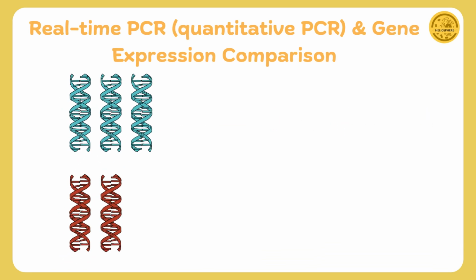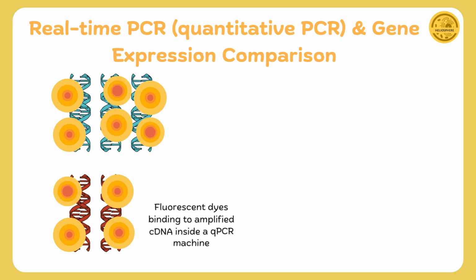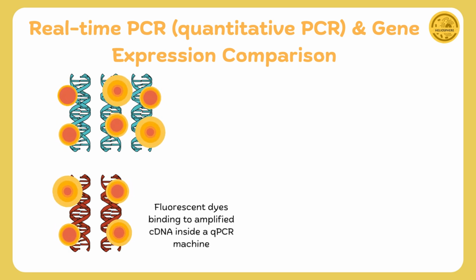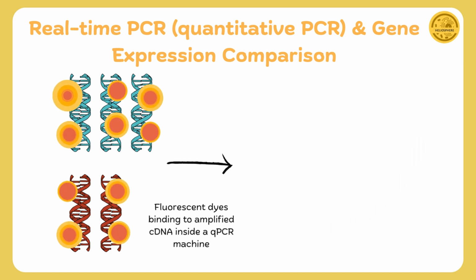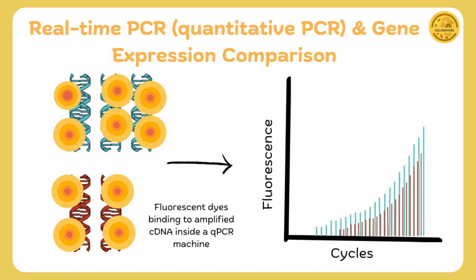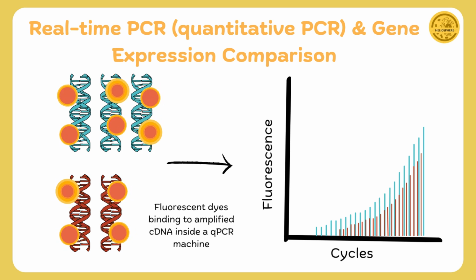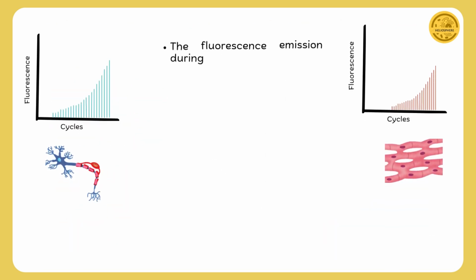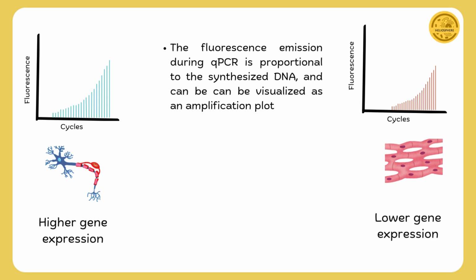In real-time PCR, also called qPCR, fluorescent dyes bind to the amplified DNA. The intensity of the fluorescence corresponds to the amount of gene expression in the sample. By comparing samples, we can determine whether a gene is upregulated or downregulated. So what does this mean? Increased fluorescence in neurons indicates higher gene expression. In simple terms, the gene is actively producing more messenger RNA in neurons compared to muscle cells. This suggests that the gene plays a more significant role in neuronal function.